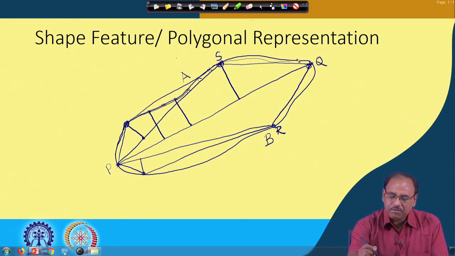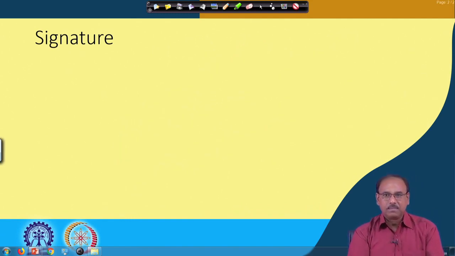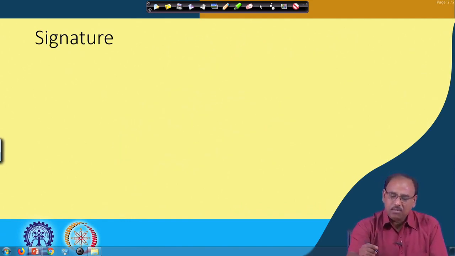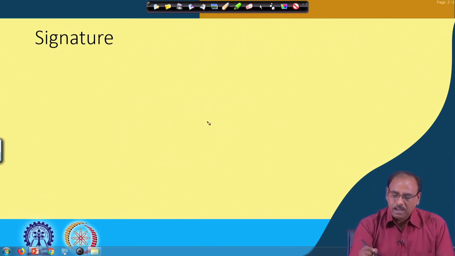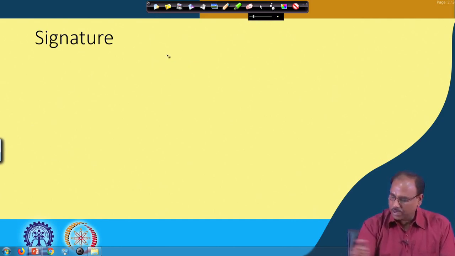The next kind of features that we can obtain is what is known as signature. So, to see what is a signature, let me take a very simple shape, which is a square.